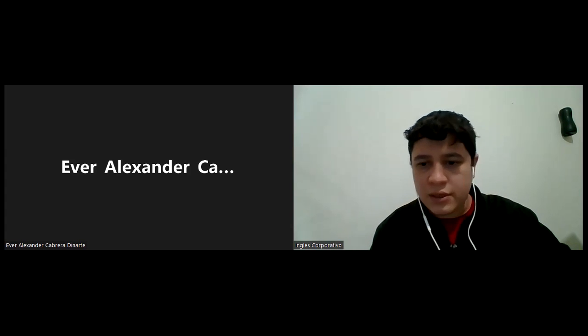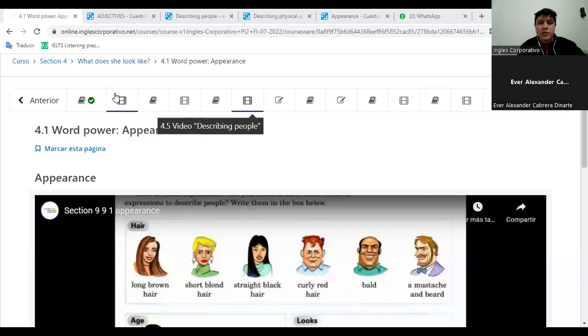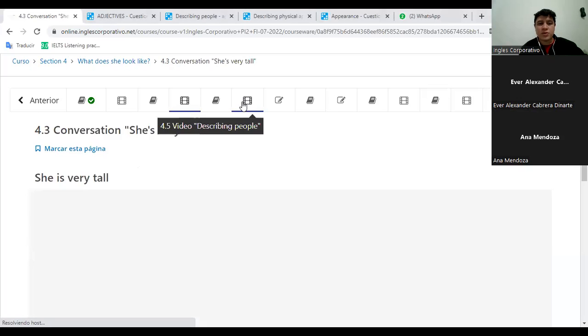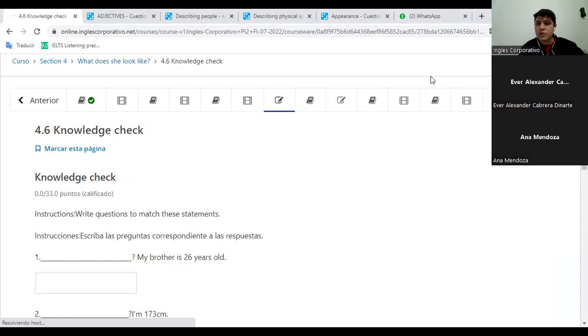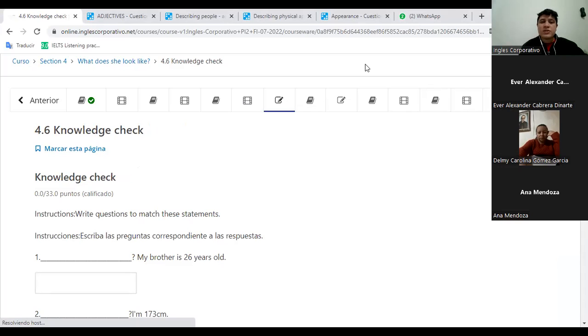I have it here. Okay, so this week we are going to start with this unit, unit number 4. As you can see, we have this exercise, and we have just 3 quizzes for this unit. So this week will be really easy because we are going to do only these 3 quizzes.